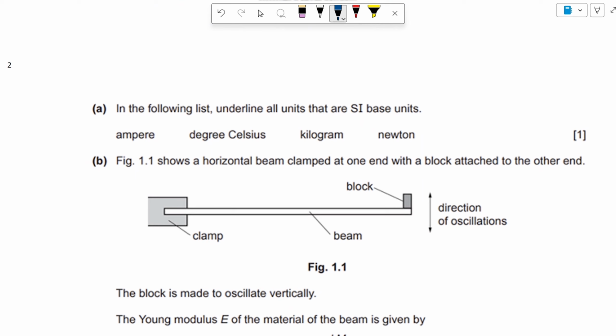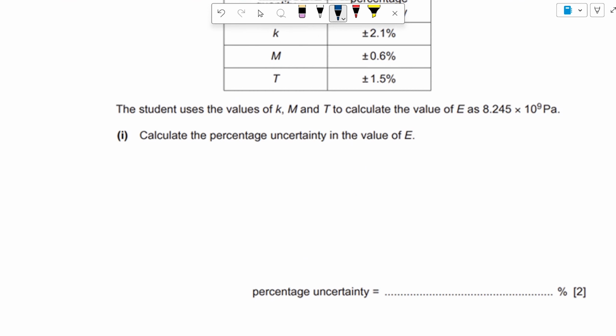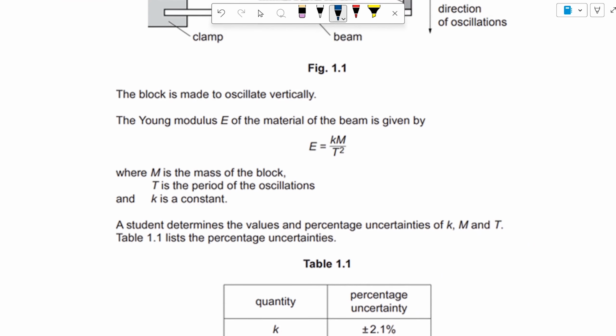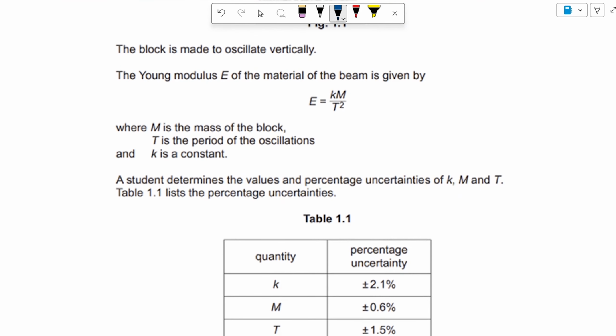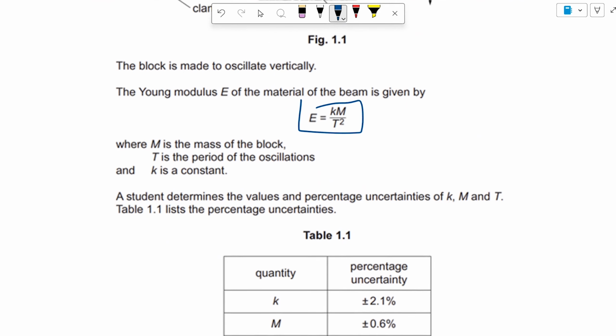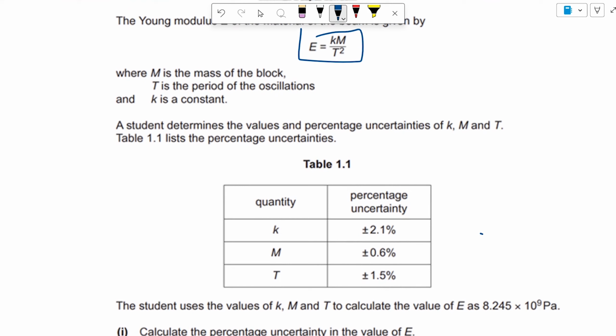Underline all units that are SI base units, so that would be degrees Celsius and kilograms, kg. In this question, we are to calculate the percentage uncertainty of the value of E. So this is E. I'm just going to rewrite the formula here, km over t square.